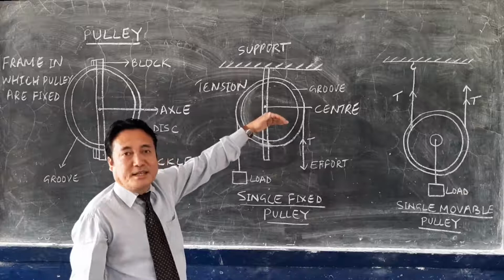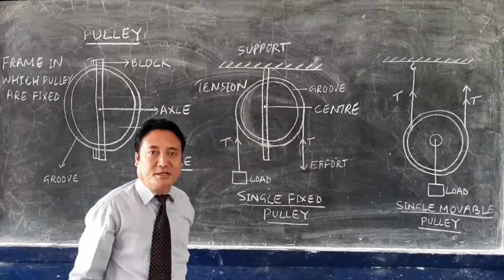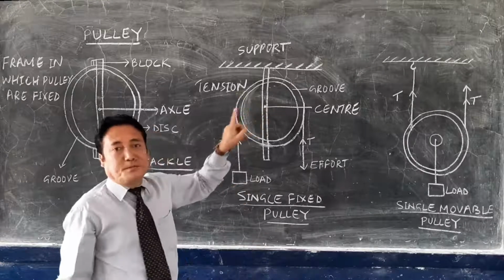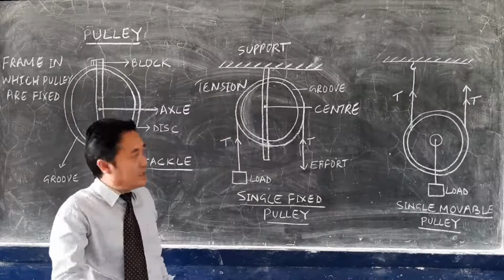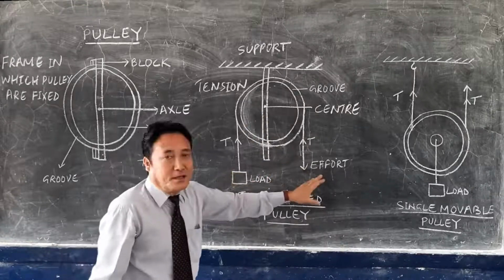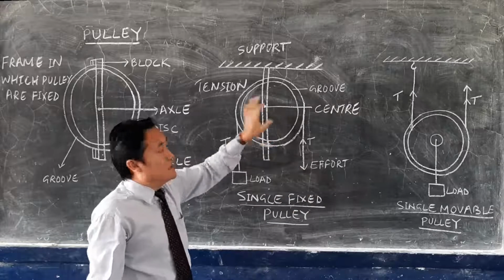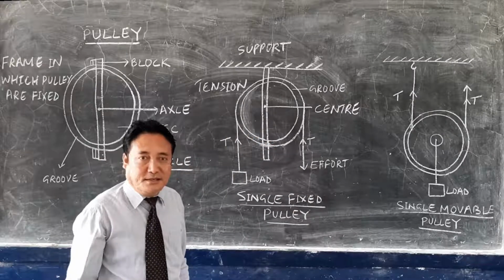So therefore we can say that in the single fixed pulley, the axis of rotation is fixed. Now, this single fixed pulley is a class 1 lever. In a class 1 lever, the fulcrum is between the load and the effort. Since the load and the effort are on the two ends, this single fixed pulley is an example of a class 1 lever.